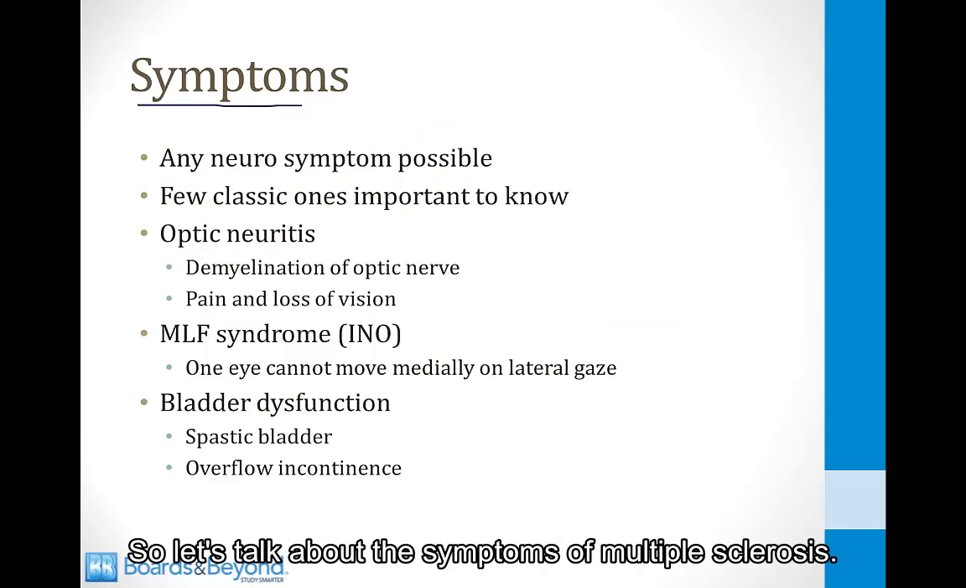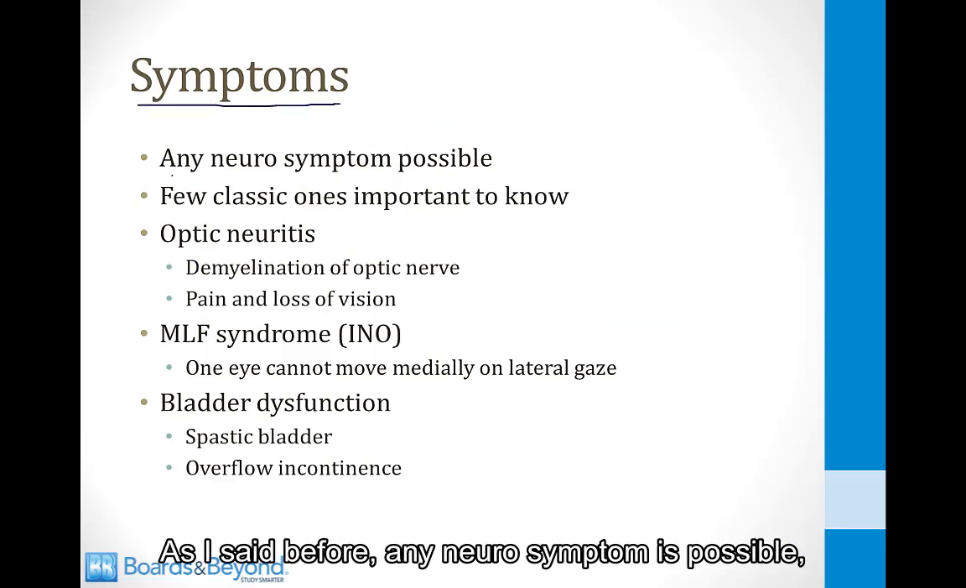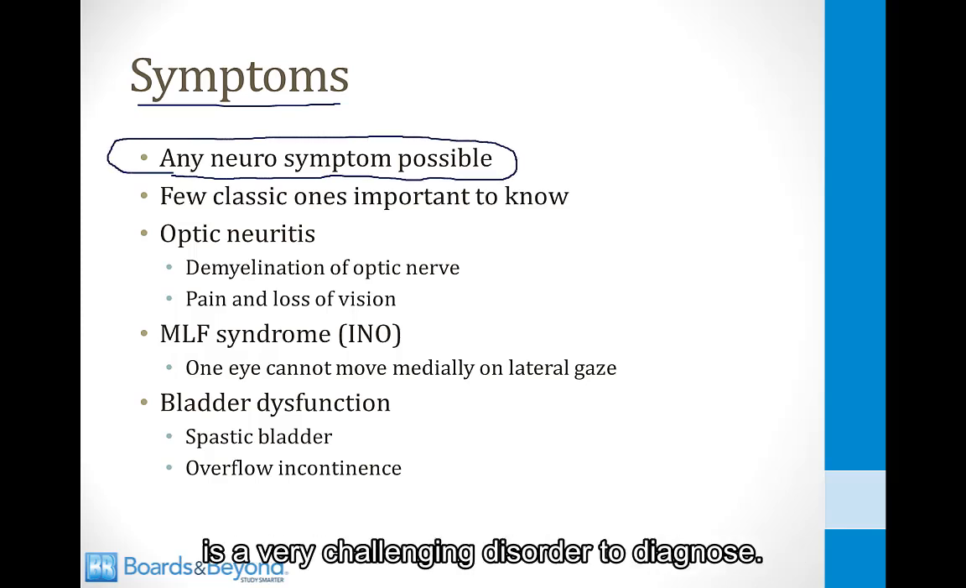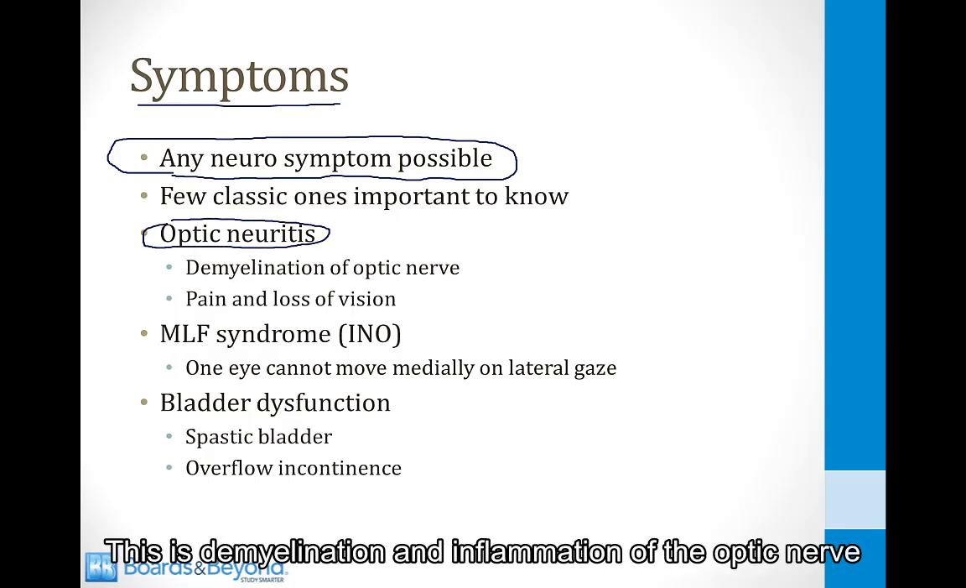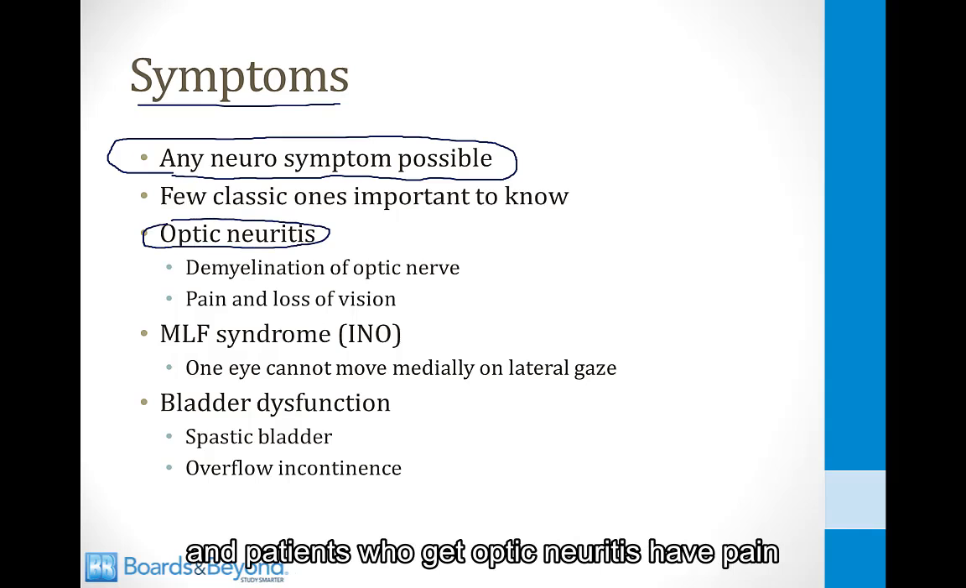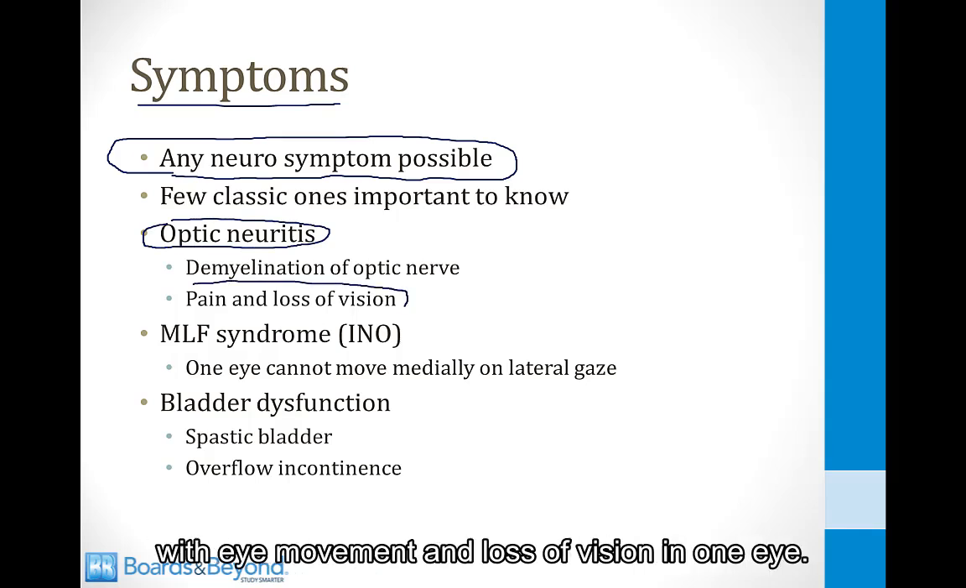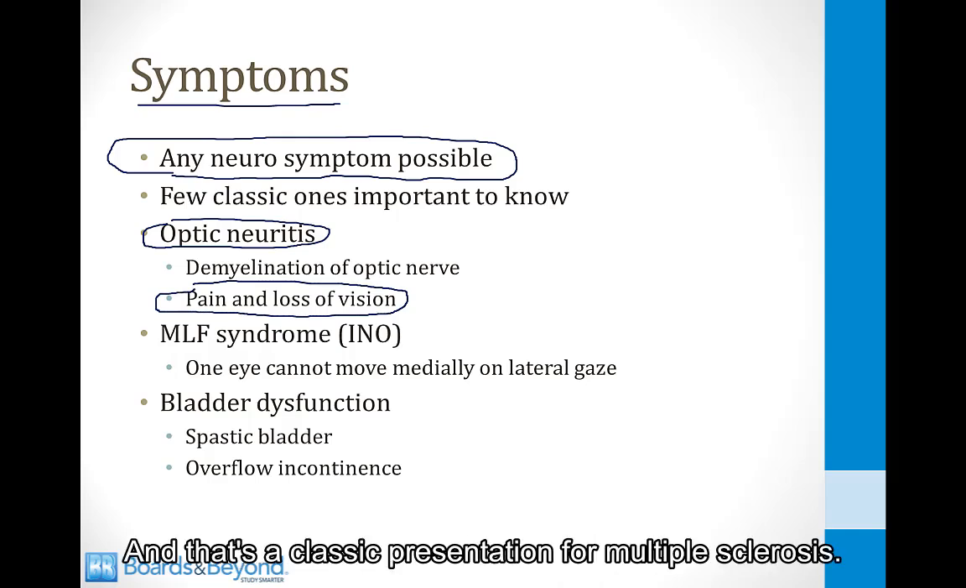So let's talk about the symptoms of multiple sclerosis. As I said before, any neurosymptom is possible, and that's why multiple sclerosis is a very challenging disorder to diagnose. But there are a few classic presentations that you should know about. The first one is optic neuritis. This is demyelination and inflammation of the optic nerve, and patients who get optic neuritis have pain with eye movement and loss of vision in one eye, and that's a classic presentation for multiple sclerosis.